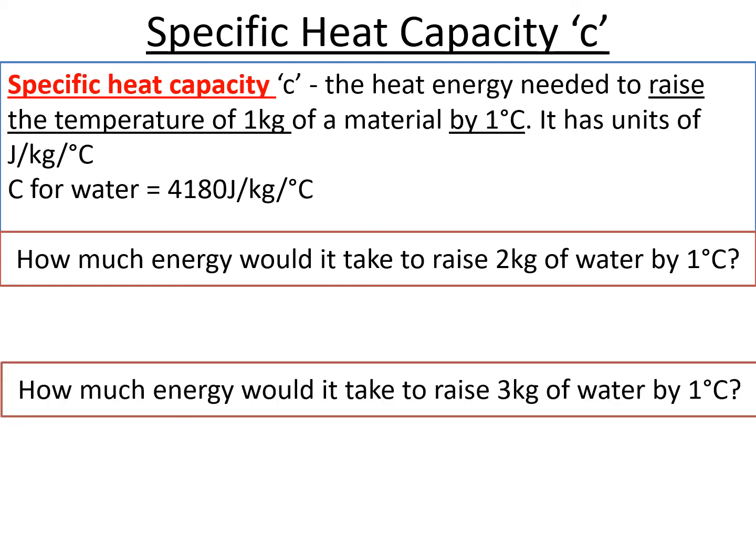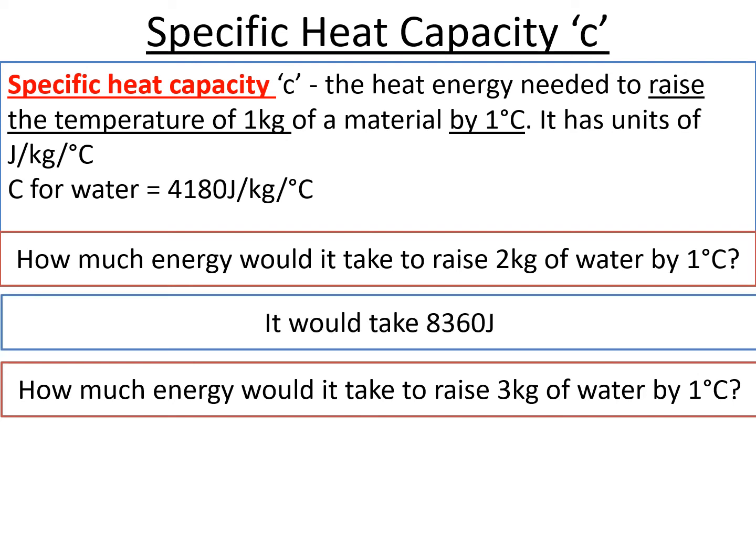So the answer was, how much energy would it take to raise 2 kilograms of water by 1 degree Celsius? Okay, well, if we go back to our definition, you may remember that this is for 1 kilogram of a substance. So if you double the kilograms and you're changing by 1 degree Celsius, it must be 2 times this amount. So it'll be 2 times 4,180. It would be 8,360 joules.